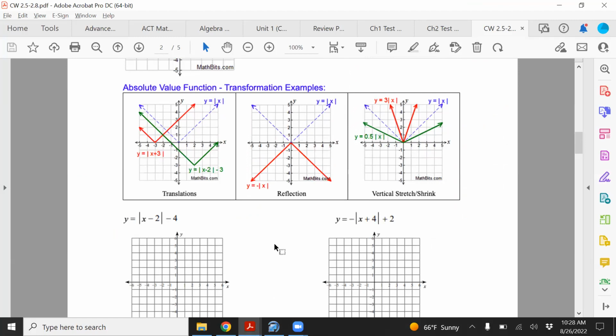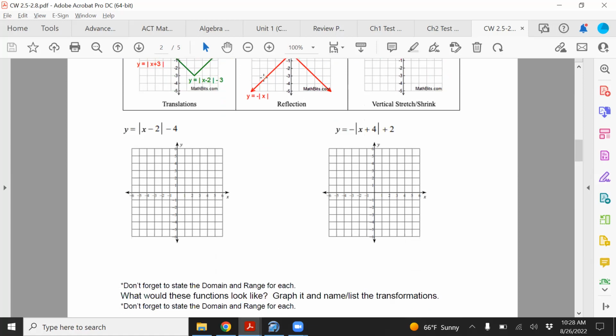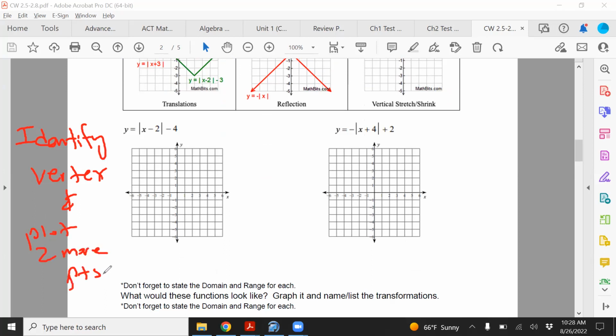So let's look at these two examples here. What I would recommend you do is identify the vertex and plot 2 more points. That would be my suggestion. So remember I gave you guys this, right? y equals a, x minus h. There's no a in that, so you assume it's 1. Oh, so we just assume it's 1? Yeah. Okay.